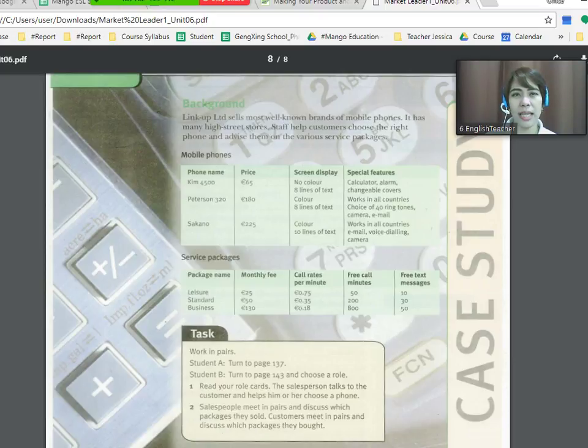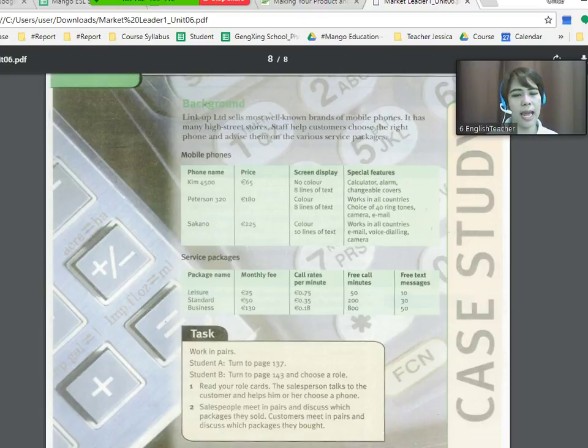For leisure, we have 10. For standard, we have 30. And for business, we have 50. Now, the reason why we read up the background, guys, is for us to know what information we need when we do the task. So the task is, you have to imagine that there is a person who wants to avail a certain mobile phone, and of course, depending on his job and his purpose of buying the mobile phone, he will also add a service package.